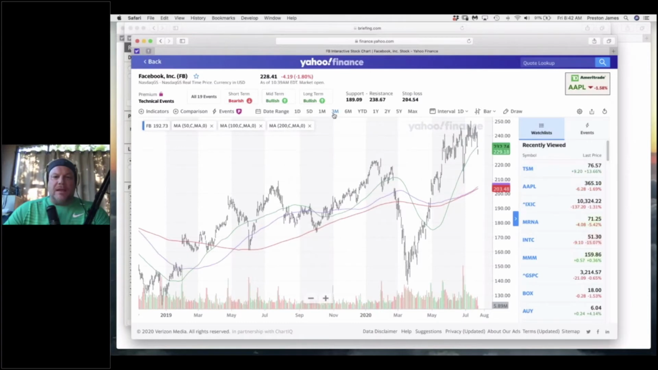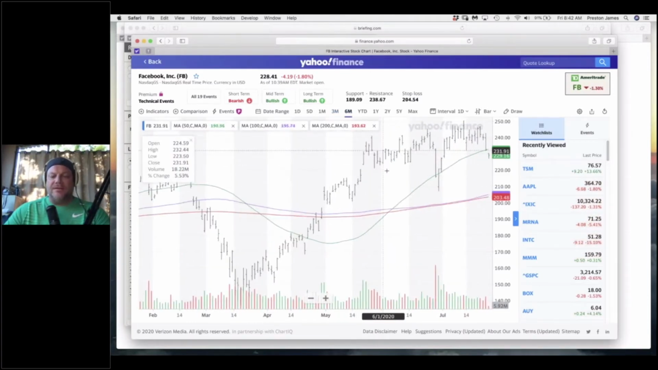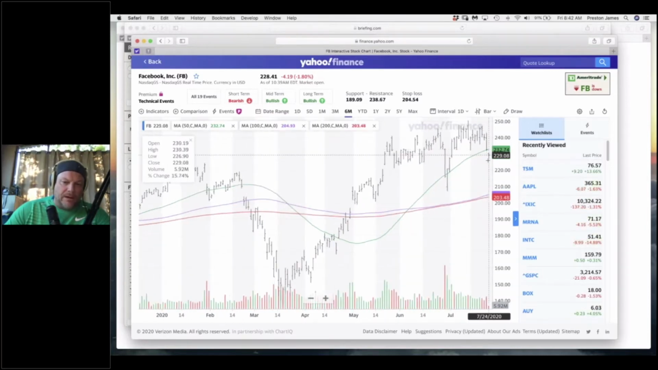So a couple things that I like to do when there's earnings approaching like this is we can see that today Facebook's missed its 50-day moving average yesterday and it's dropped below it a little bit. The one thing I look for, of course, especially nearing earnings, is if the stock is making any 30-day lows.